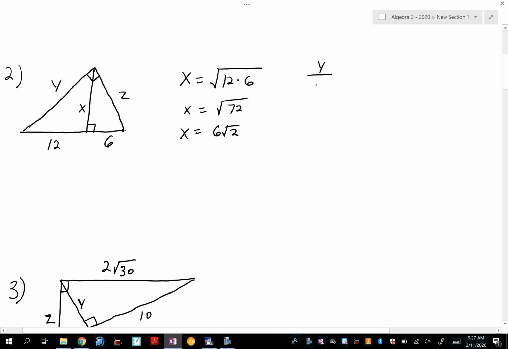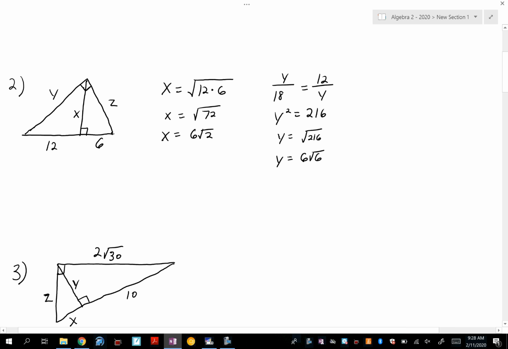We have y over 18, because that is the length of the entire hypotenuse there, 12 plus 6, is equal to the piece closest to y, which is 12 over y. If you do cross products, you get y squared equals 18 times 12, which is going to be 216. And so y is going to be the square root of 216, and that reduces to 6 times the square root of 6. All right, so there's y.